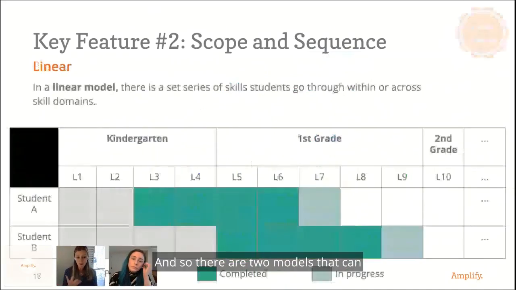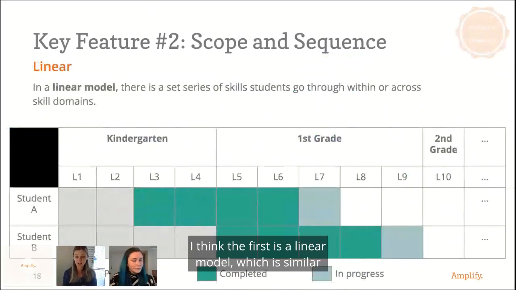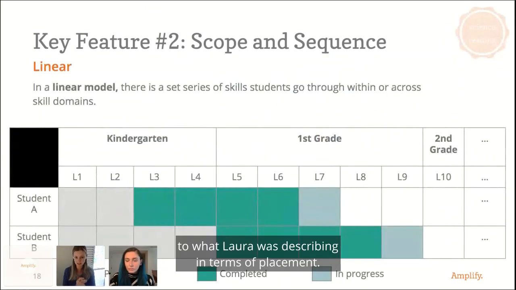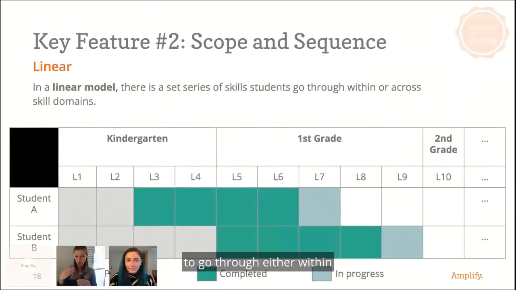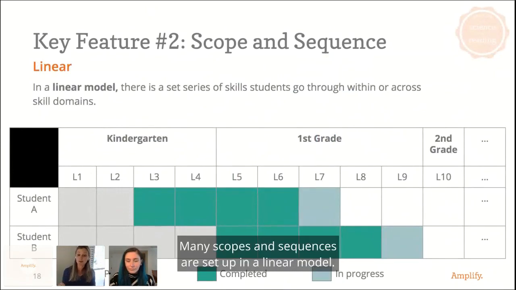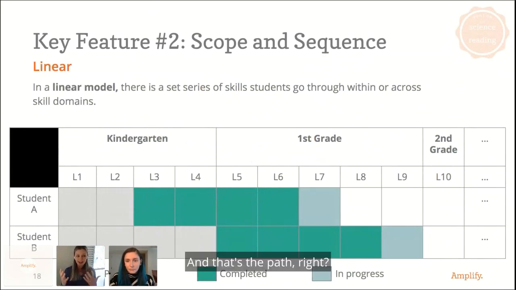And so there are two models that are common and that you'll see. I think the first is a linear model, which is similar to what Laura was describing in terms of placement. There's a set series of skills that students are going to go through either within or across different skill domains. Many scopes and sequences are set up in a linear model. You can think about it as there's one straight path through which students need to move through the material. And that's the path, right? That's the only route that kids can get through.